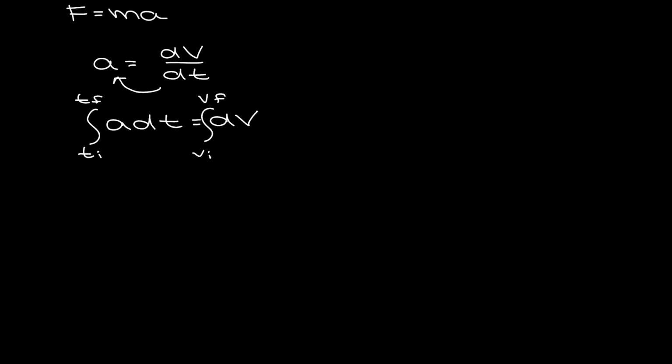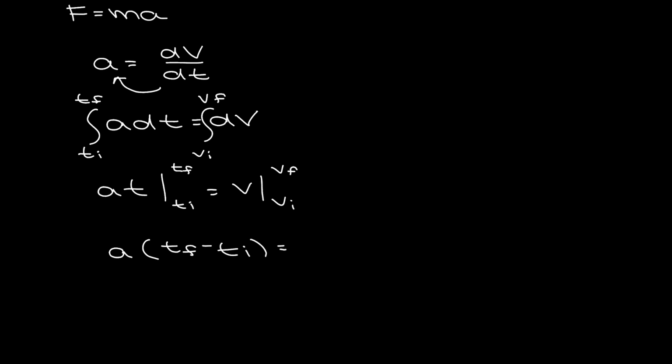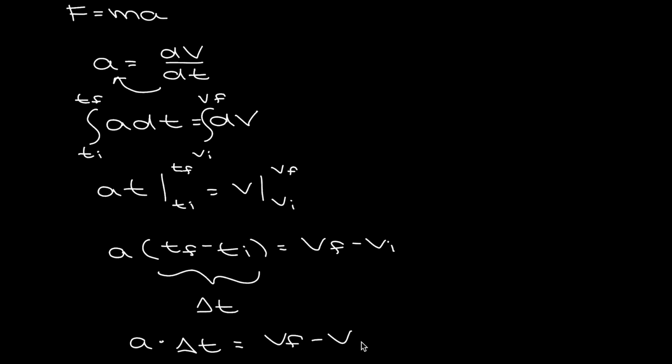So let's go ahead and write down our final answer after this. We are left with a t, from t initial to t final, set equal to v from v initial to v final. Evaluating the limits, we have t final minus t initial is equal to v final minus v initial. Now we can represent this as delta t. So we're going to write acceleration times delta t is equal to velocity final minus velocity initial.